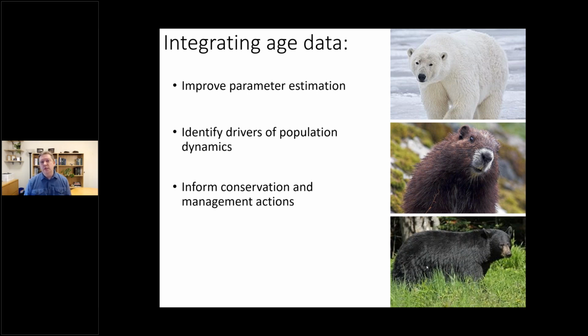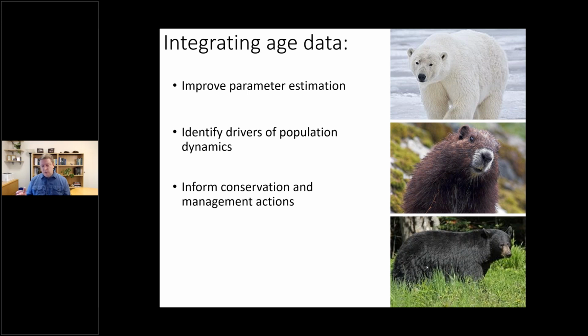And this information from the age data can do several important things of understanding why we're collecting it and how we end up using it. And this includes things like improving parameter estimation. So if you can understand how populations age and change through time, you can actually sometimes better estimate the underlying parameters of population growth rate, survival, or reproduction.